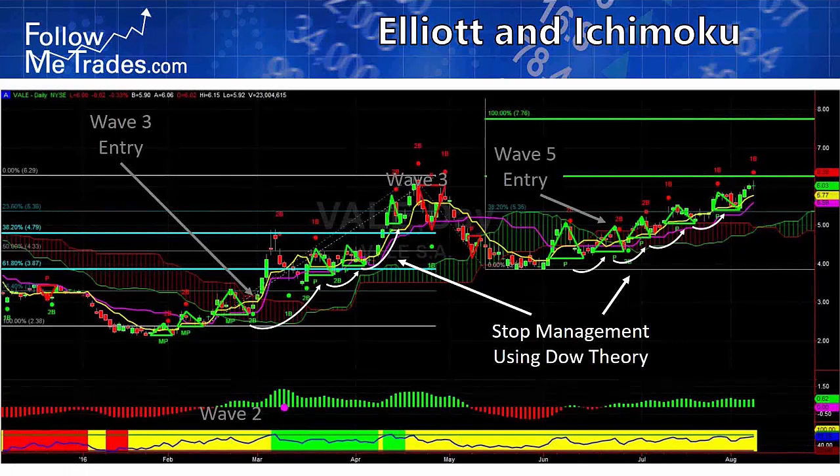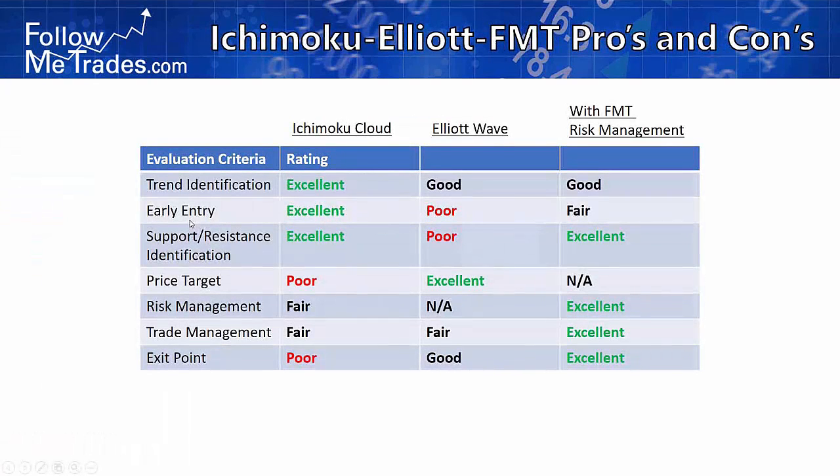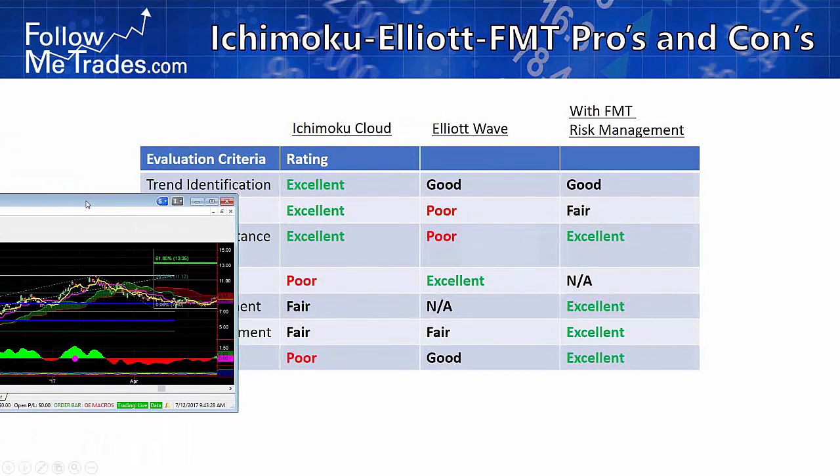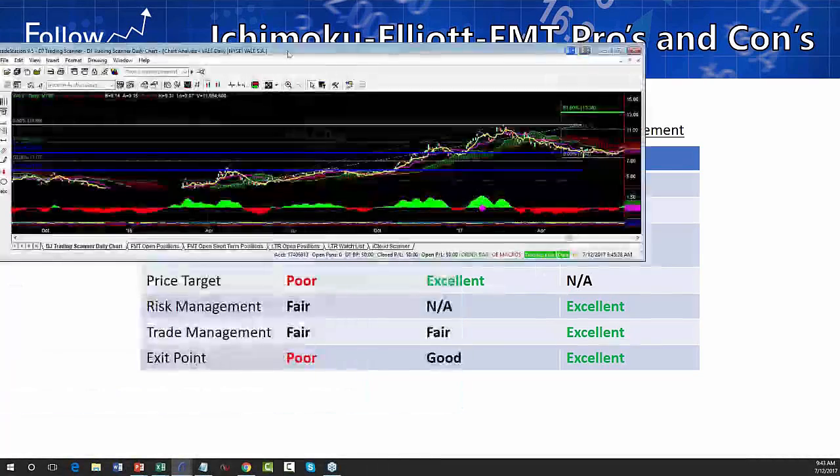Okay, now I'll talk for a moment. Let me see what my next slide is. Yeah, so let's talk about this Vail trade, okay? This is really good.